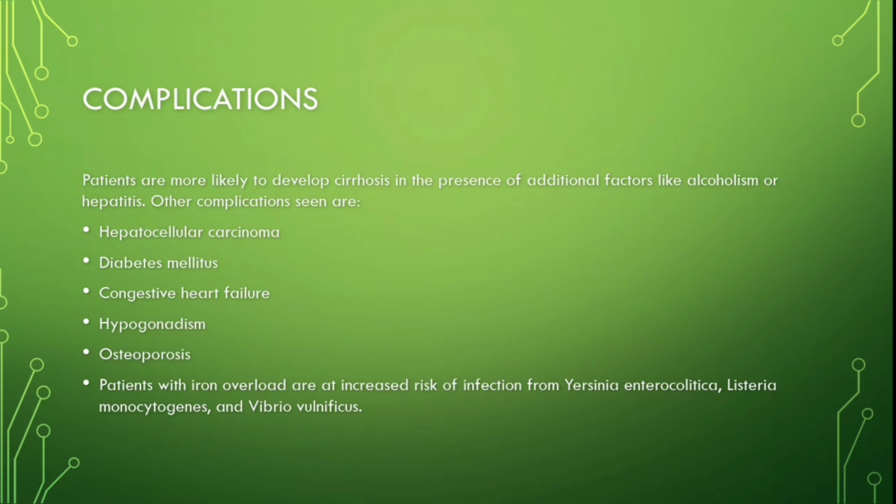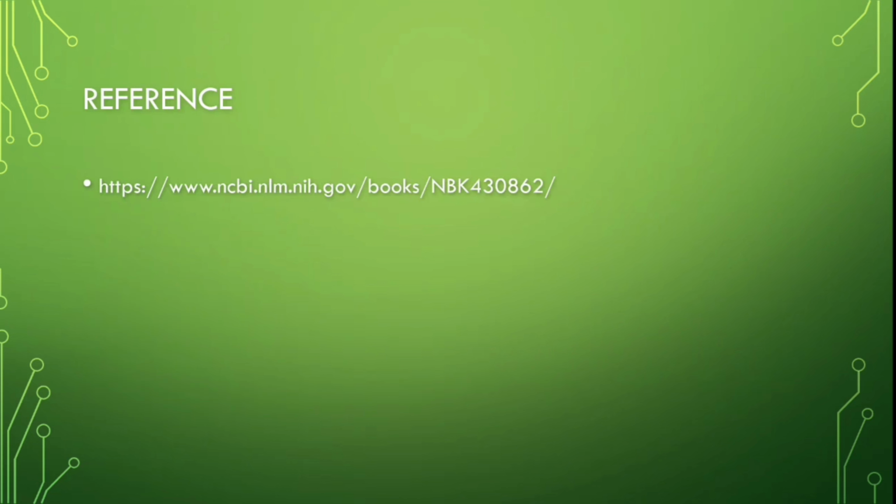Complications. So patients are more likely to develop liver cirrhosis in the presence of additional factors like alcoholism or hepatitis. Other complications seen are hepatocellular carcinoma, diabetes mellitus, congestive cardiac failure, hypogonadism, osteoporosis. Patients with iron overload are at increased risk of infection from Yersinia, Listeria, and Vibrio vulnificus. So that's all about hemochromatosis.